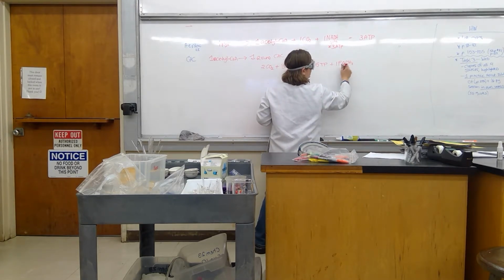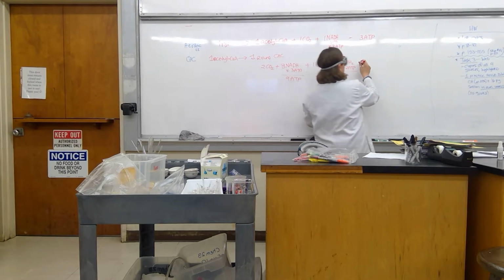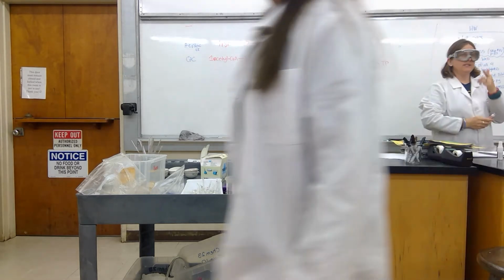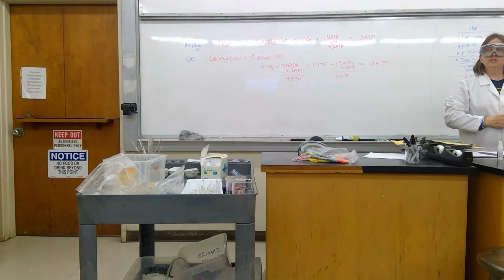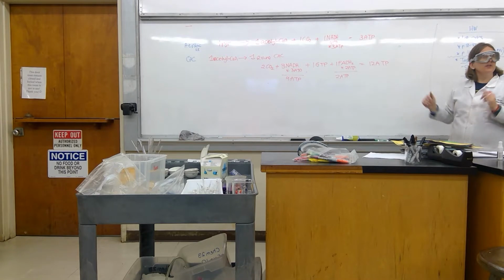FADH2 counts for 2 ATP, right? So this would be like 9, 10, 11, 12. So how many ATP altogether? 15. Does that make sense? So this is a good test question, right? I'll just ask you some other molecule, and you want to be thinking about what pathways they are starting in. Okay, and you're going to practice this tonight in some of your homework too.